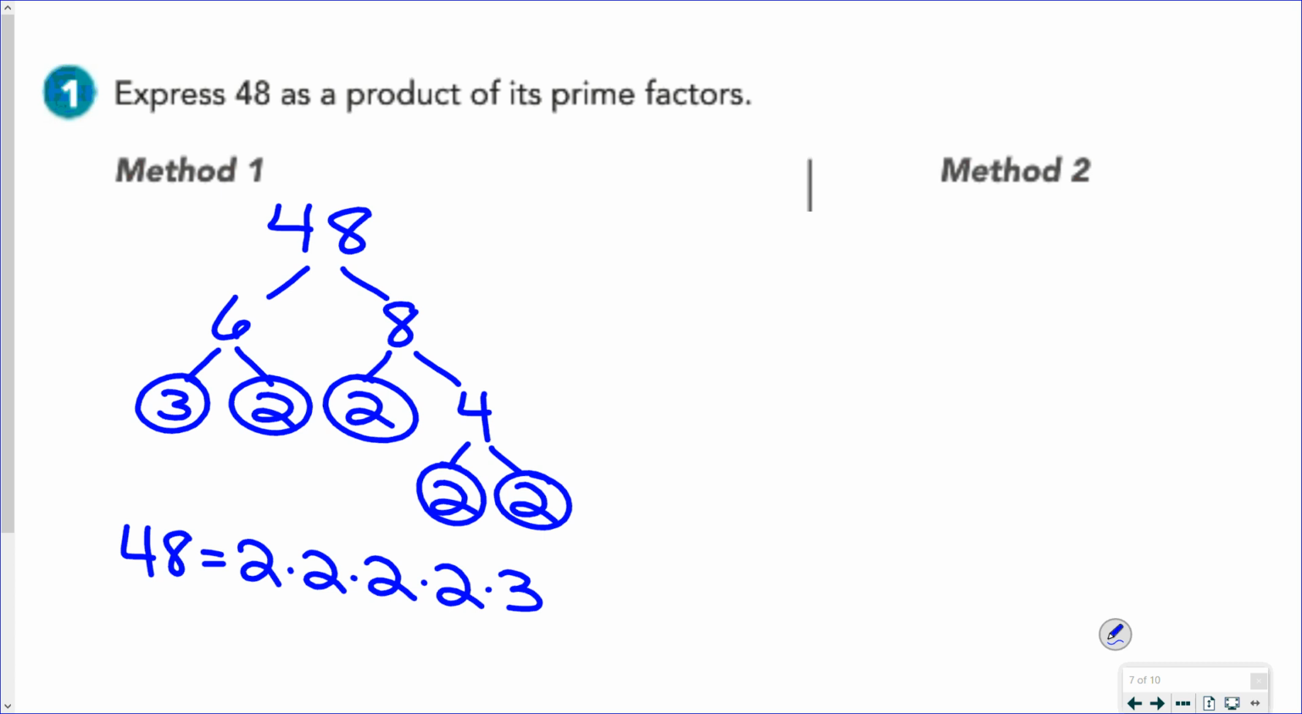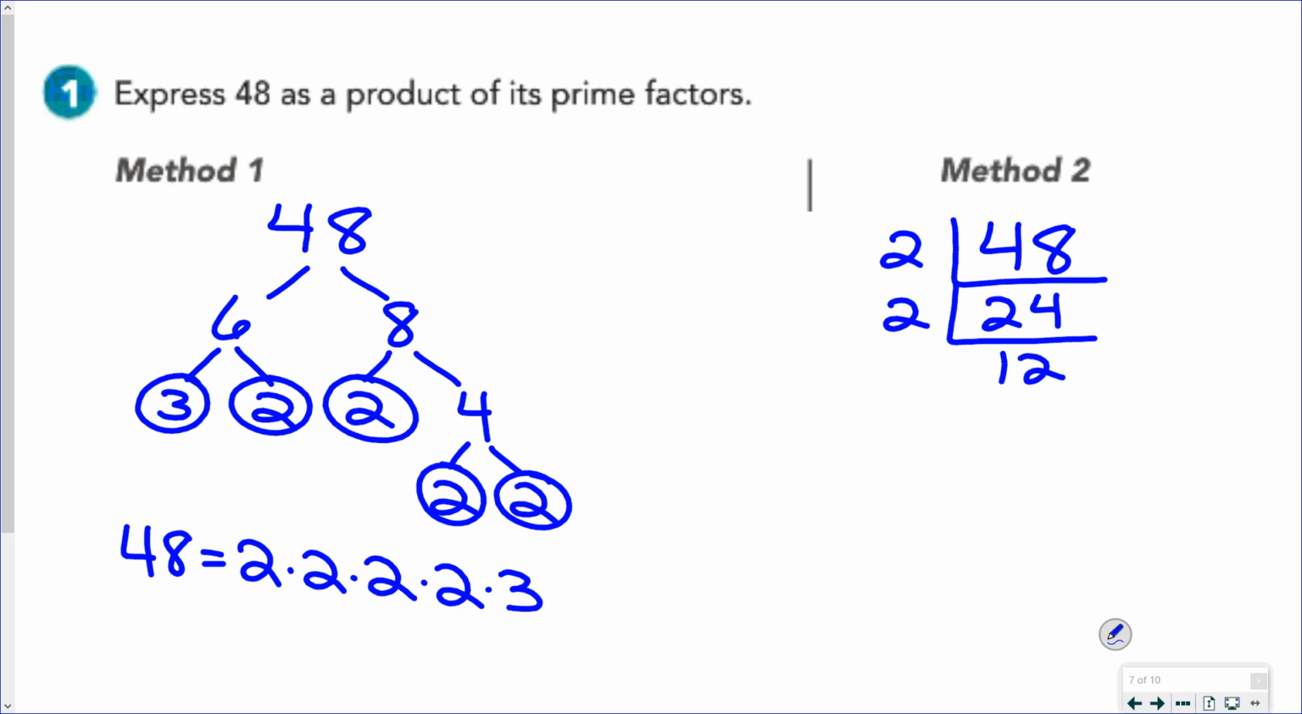Okay. If I want to use the factor ladder, I start with 48, and remember, for the factor ladder, you can only divide with prime numbers. Well, 48's even, so I'll divide by 2, and that'll give me 24. 24 is not prime, it's even, so I'll divide by 2 again to get 12. 12 is not prime, so I'm going to divide that again by 2 because it's even, and that'll give me 6. 6 is not prime, and since it's even, I'll divide it by 2, and that'll give me 3. And that would be the same multiplication sentence that I have under my factor tree. I have those 4 2s and 1 3.